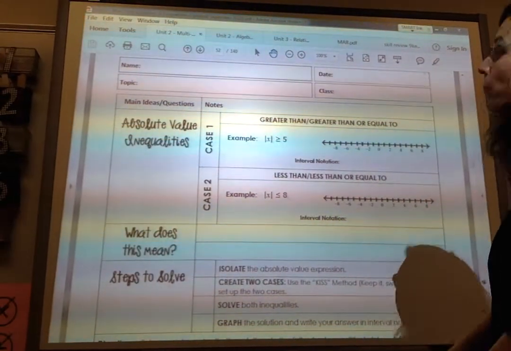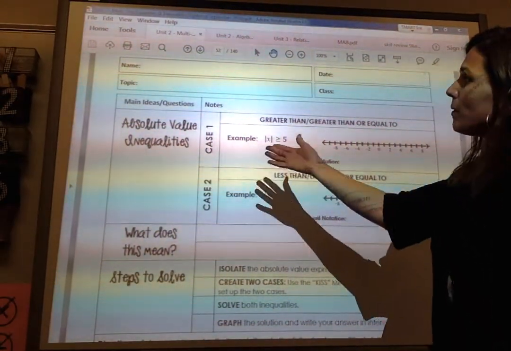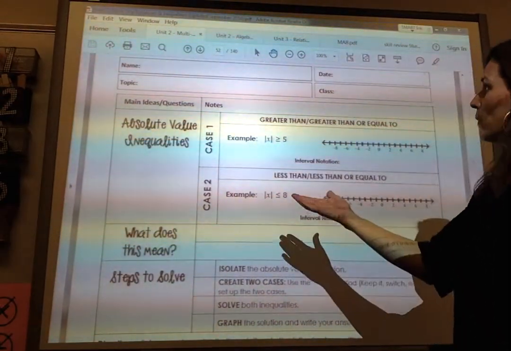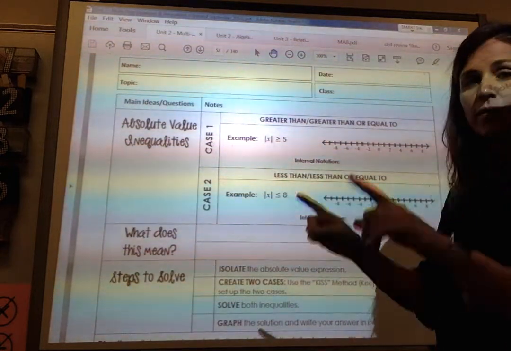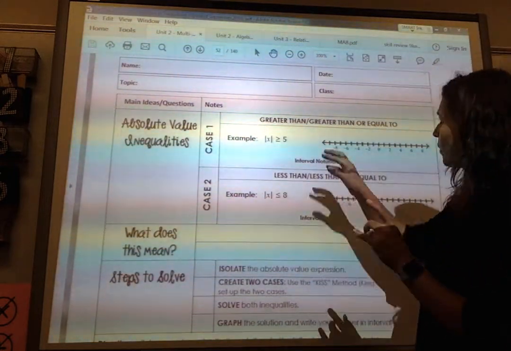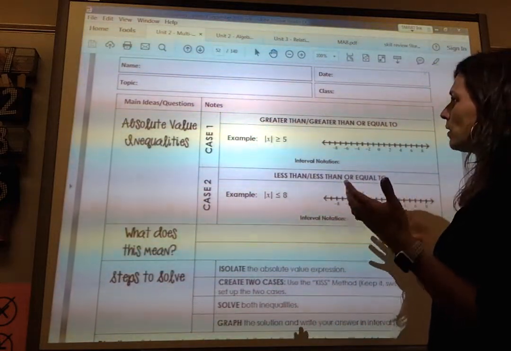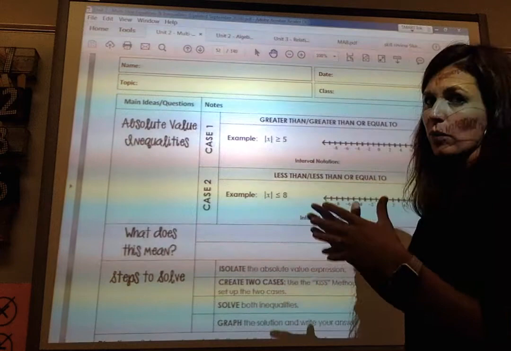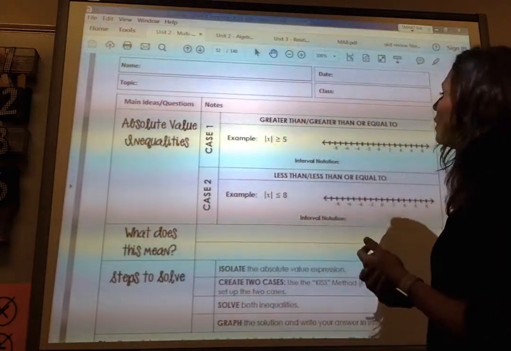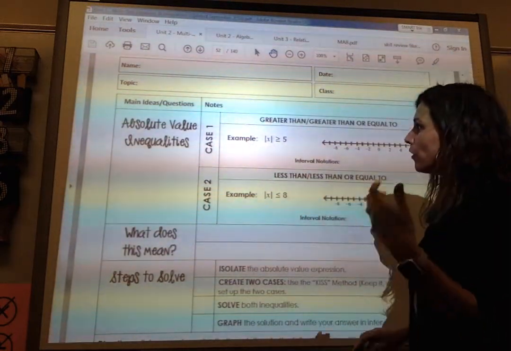So the main idea is that we're going over absolute value inequalities. This is very, very similar, and we have two cases. So we have greater than and greater than or equal to. And we know the difference between greater than or equal to and greater than. One has an equality sign, one does not. We've already done interval notation.